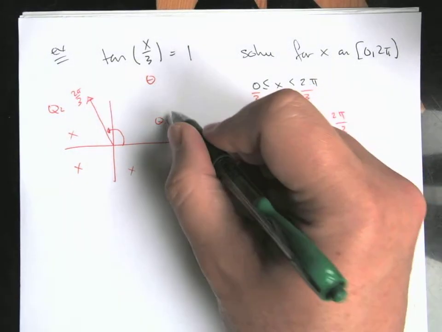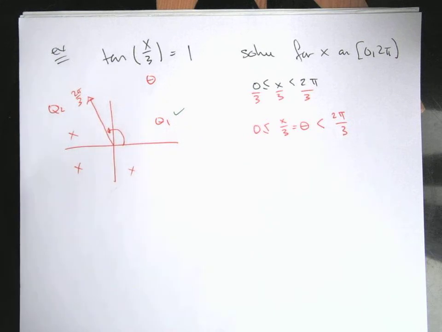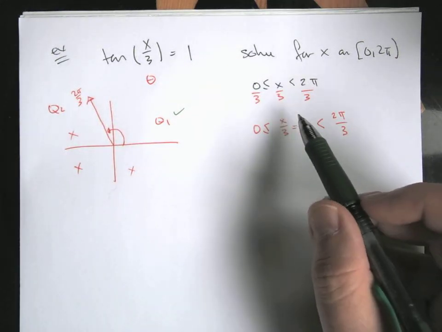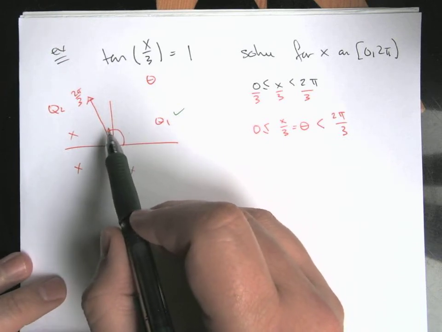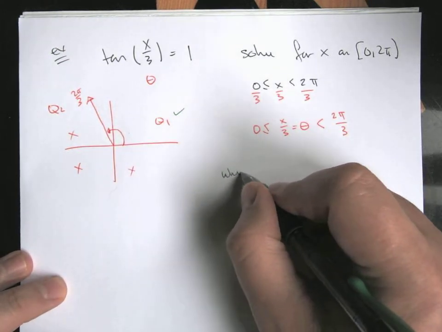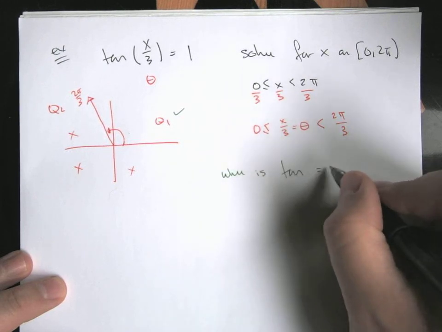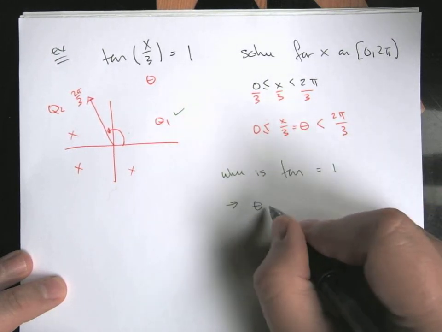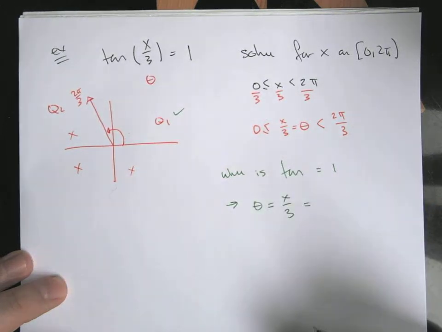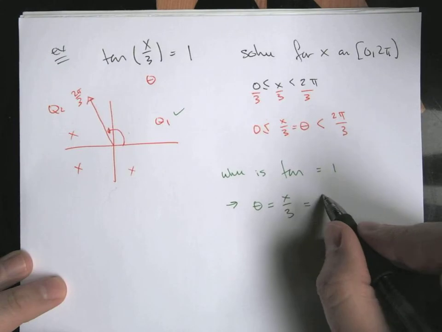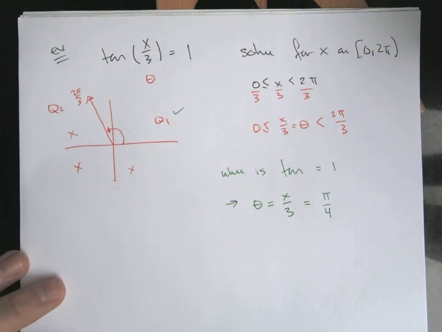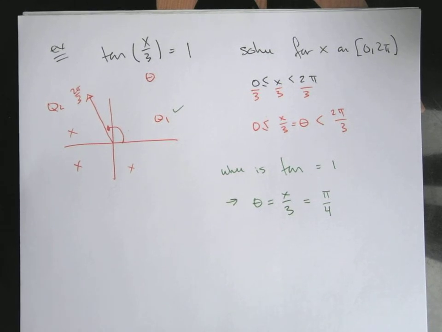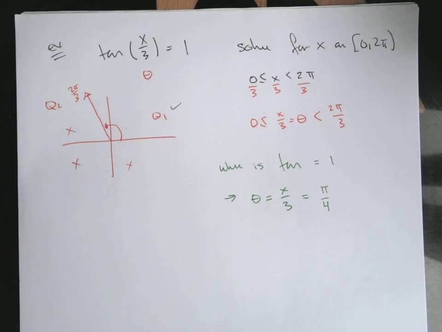Tangent is going to be positive in quadrant 1. It would also be positive down here in quadrant 3, but because we're working with this restricted version, x over 3, we can only go up to here, which would be 120 degrees. So where is tangent equal to 1? This is going to happen where the angle, which is x over 3, is 45 degrees, which is pi over 4. And that's it. There's no other value. In theory, if we were doing tangent of just x equals 1, you'd get a quadrant 1 and a quadrant 3 answer. So this is a restriction that actually cuts down on our answer.